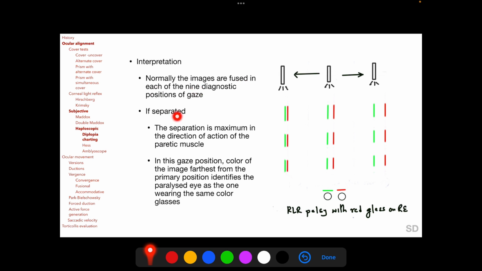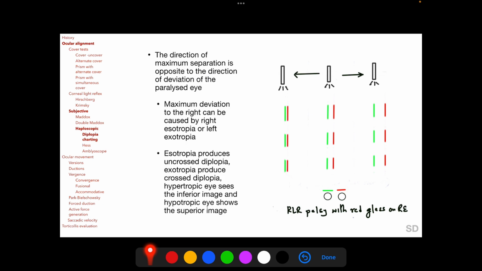If the images are separated, the separation between the two images is maximum in the direction of action of the paretic muscle. And in this gaze position, the color of the image furthest from the primary position identifies the paralyzed eye as the one wearing the same color glass. So a patient with a right lateral rectus palsy will have image separation more on the right side, in the direction of action of the lateral rectus of the right eye, and the color of the image farthest from the primary position will correspond to the color of the glass in front of the paralyzed eye.